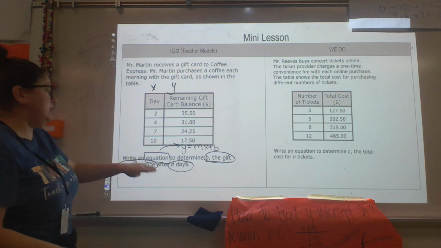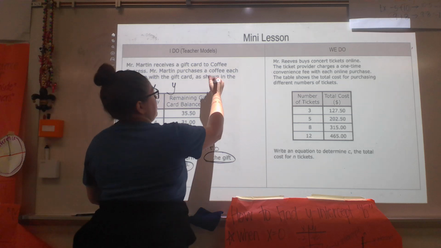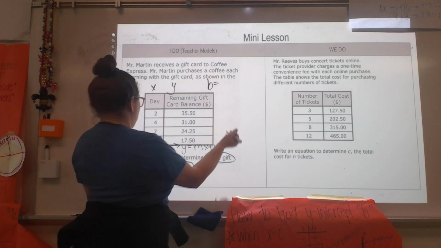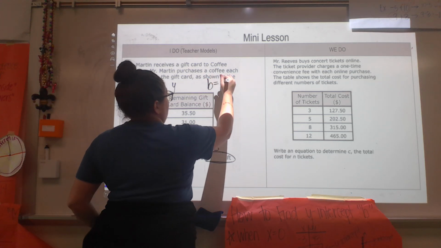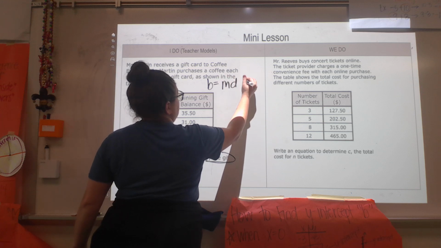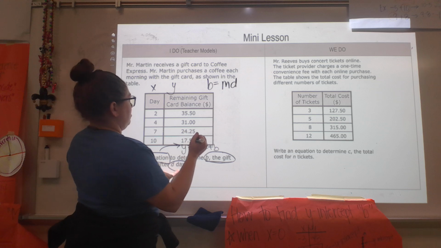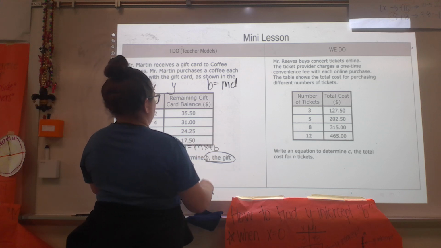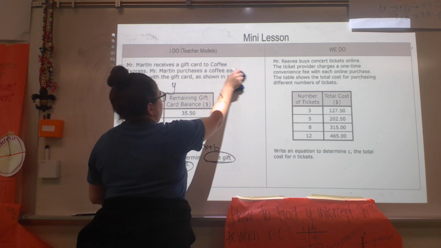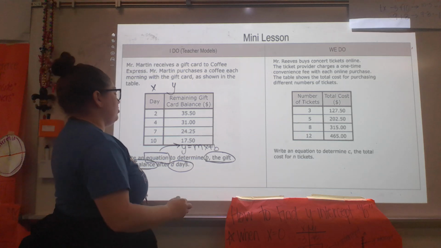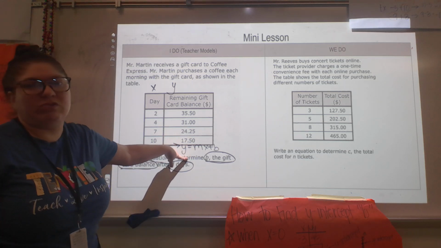In reality, they want it to be B equals M times D days. We're not going to write it that way, because that seems confusing. We're still going to use our y equals mx plus b.